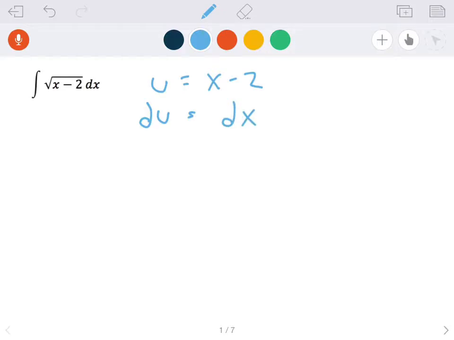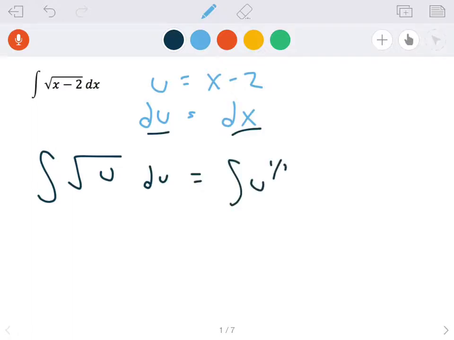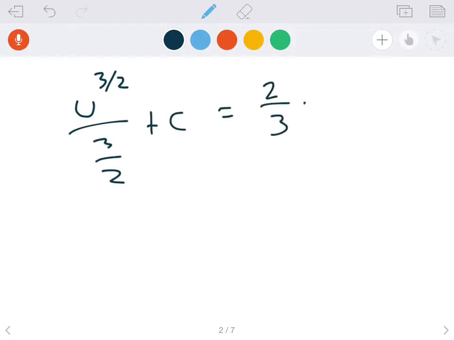And now I can rewrite my integral. So this became u, and dx became du. And now this is something that I can integrate. This is u to the 1/2. And so I know that is add 1, divide by it. I can clean that up a little bit.